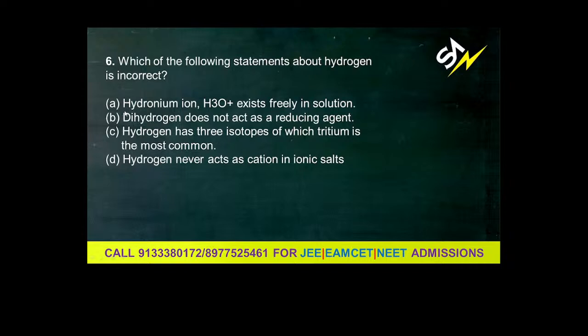Next question, sixth question. Which of the following statements about hydrogen is incorrect? Now we read the statements one by one. First statement: what is the hydronium ion? H3O plus. It forms when a proton joins water through a dative bond. So the first option is a correct statement, not incorrect, because the hydronium ion exists freely in the solution.